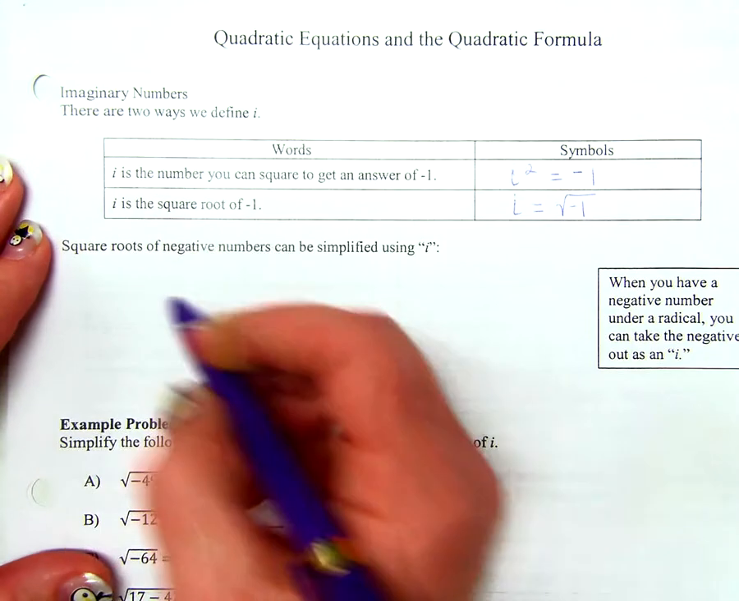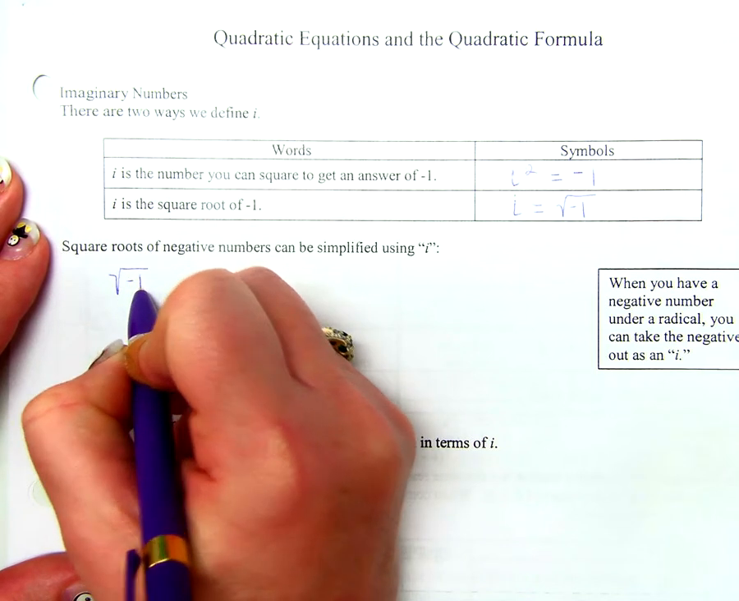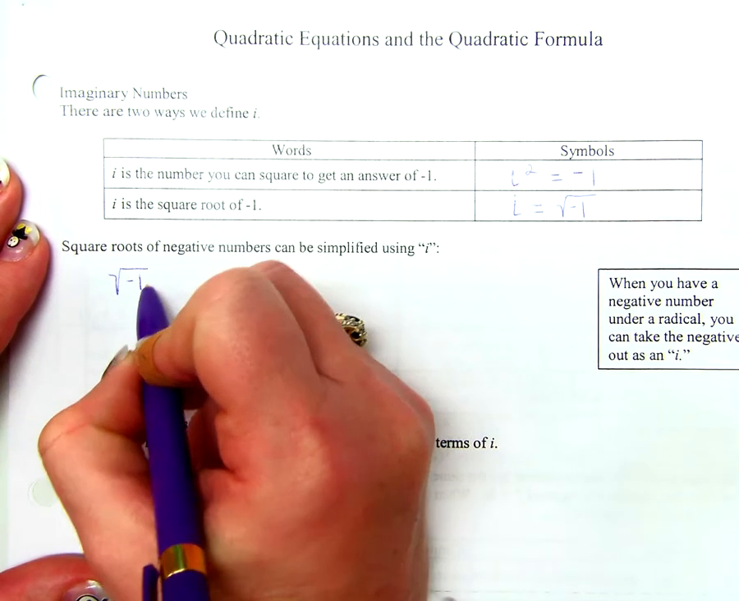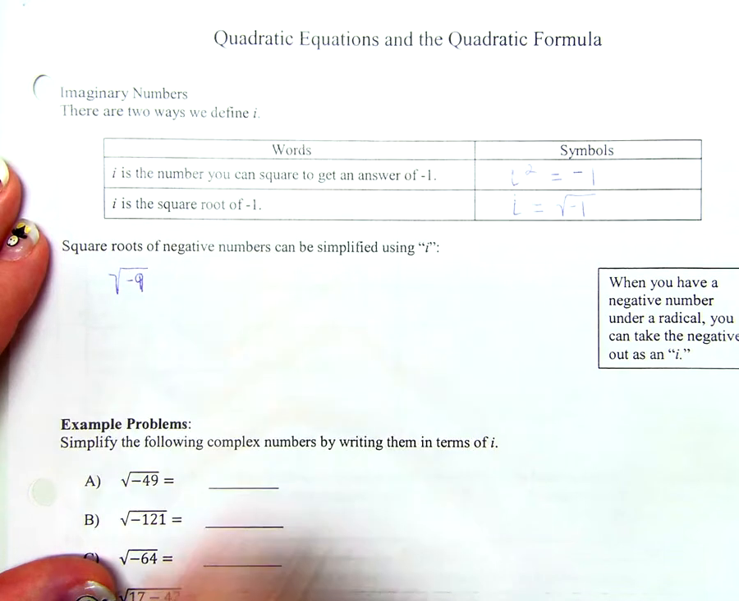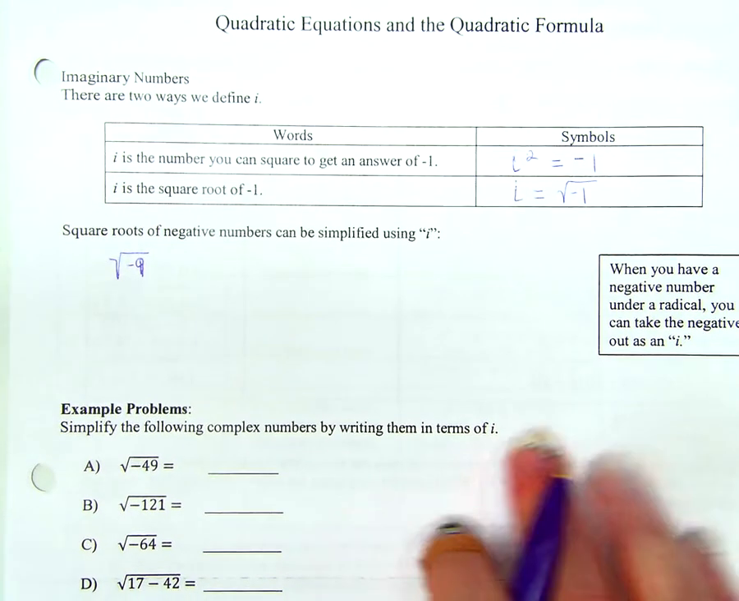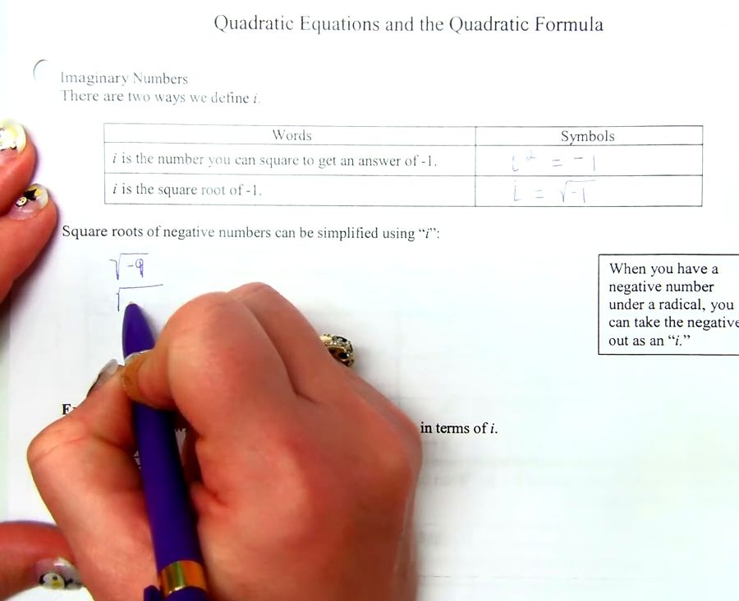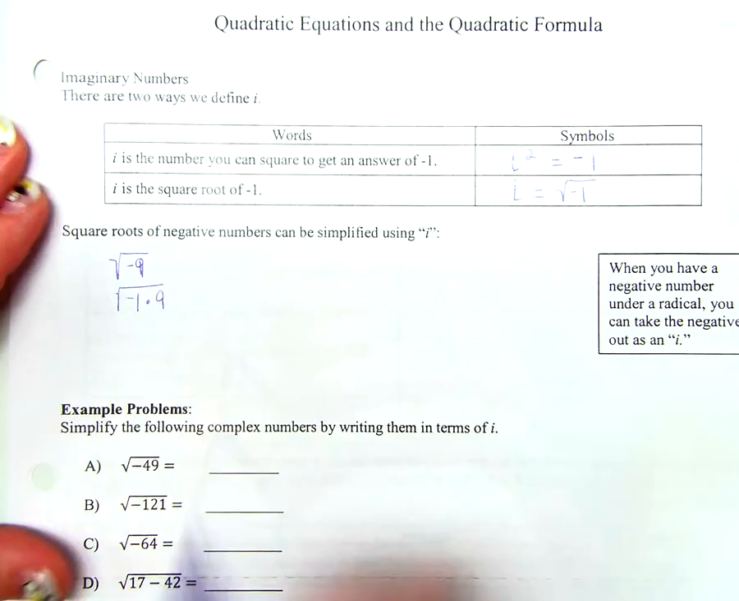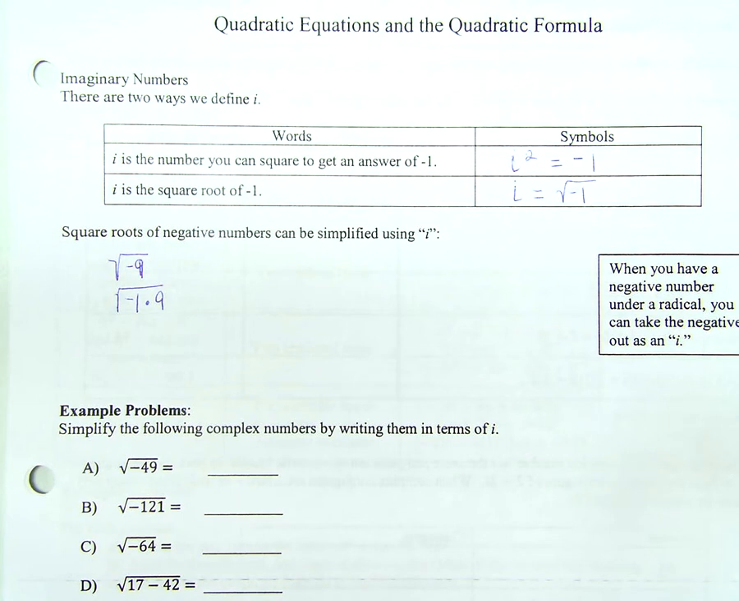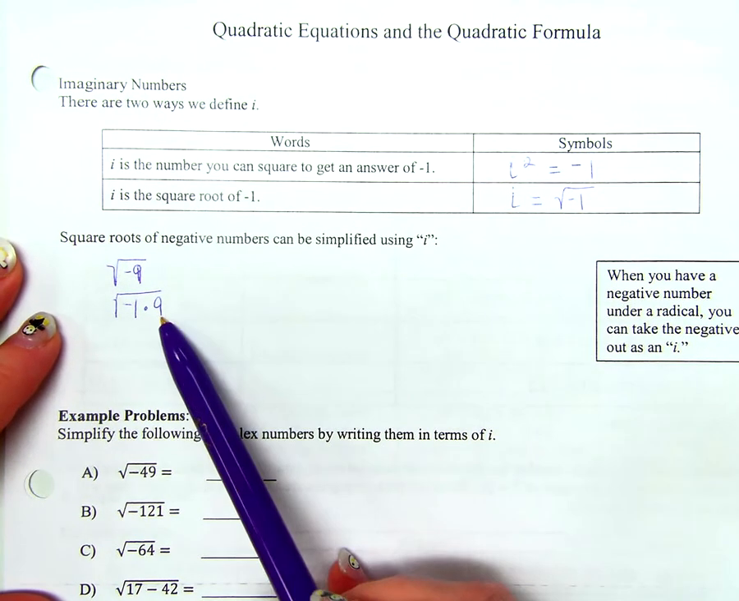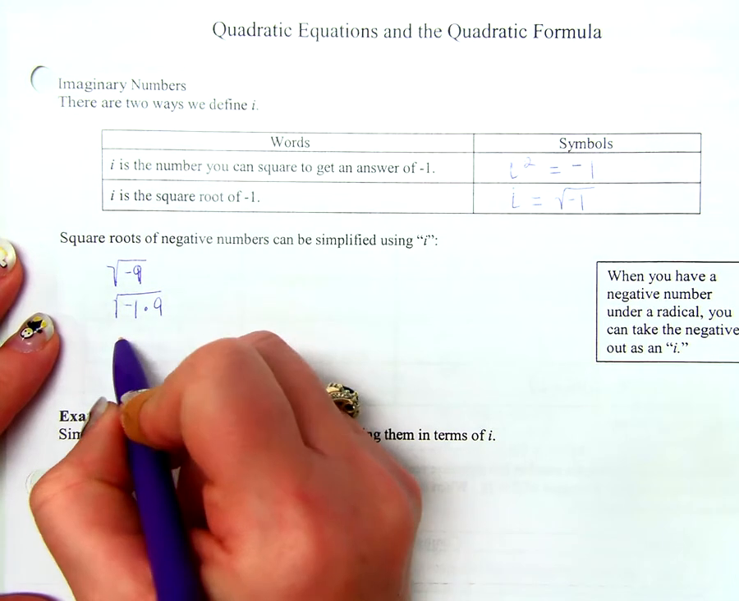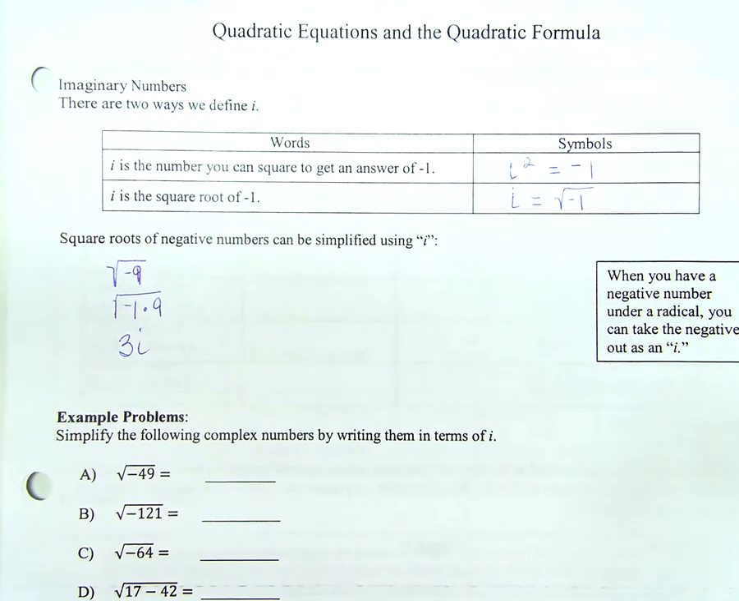For example, let's do the square root of -9. Because of properties of square roots, I know that this is the same as the square root of -1 times 9, right? Now, do you know the square root of -1? It's i. Do you know the square root of 9? 3. So it's 3i. Done.